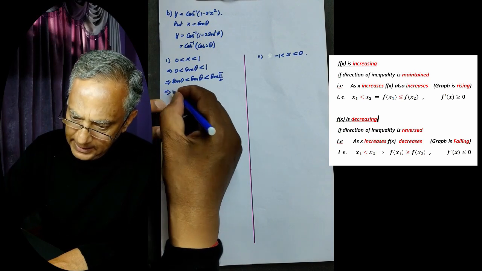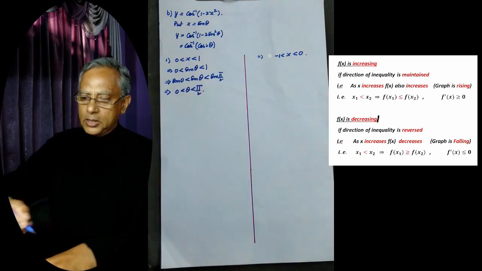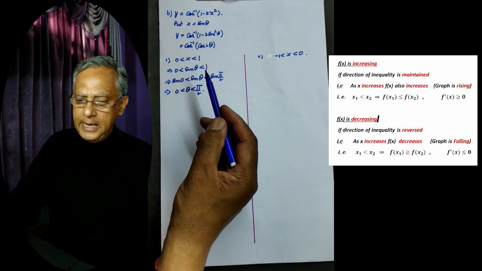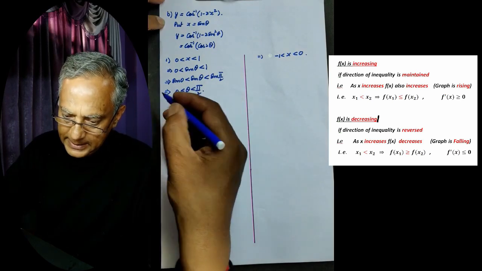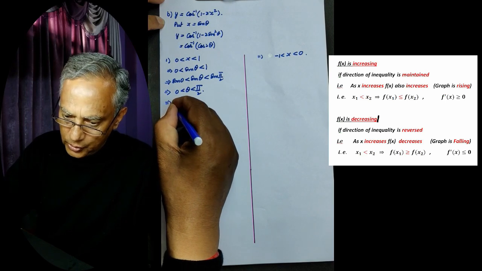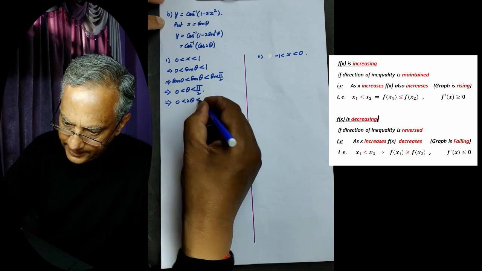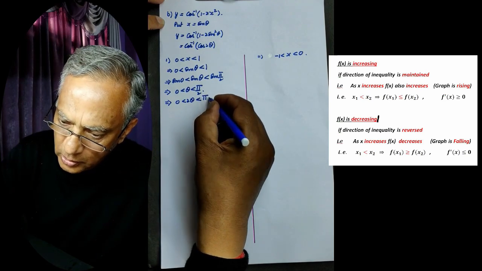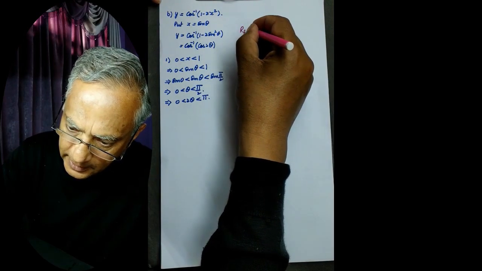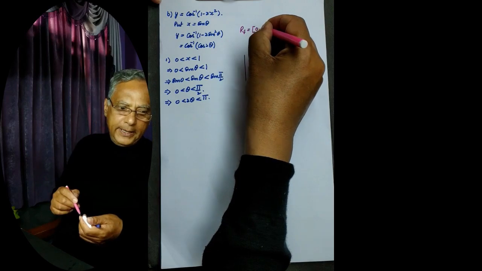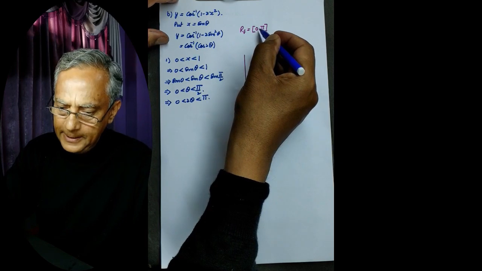And this implies 0 is less than theta is less than pi by 2, because in the first quadrant sine is monotonically increasing, so direction of inequality is maintained. And this implies 0 is less than 2 theta is less than pi. The range of cos inverse is 0 to pi, and therefore this belongs to the range of cos inverse x.